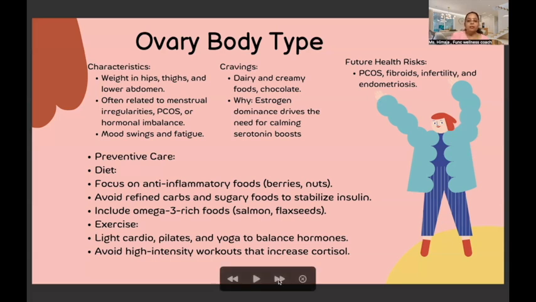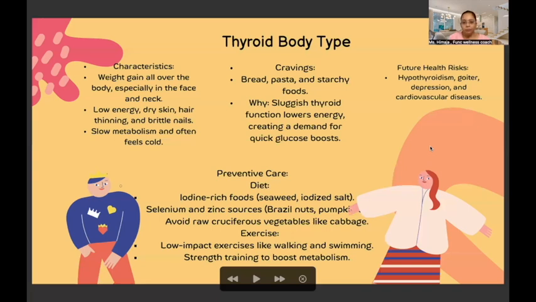And what is the next one? It's thyroid body type. How will a person with thyroid body type be? There will be weight gain all over the body, especially in the face and neck. Very low energy levels, dry skin, hair thinning, and brittle nails. Their metabolism will be very slow, and often they have a cold sensation. They cannot bear cold conditions, and they may often have shivering. They will always be craving breads, pasta, and starchy foods.